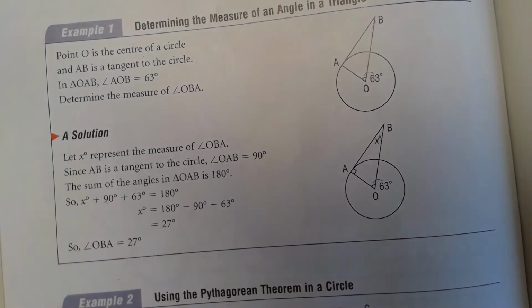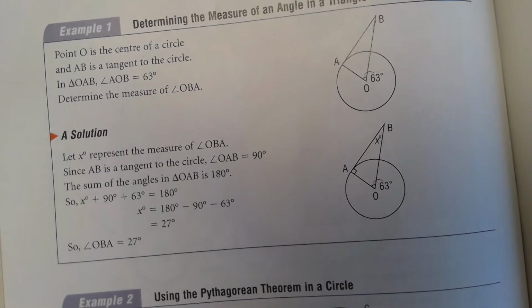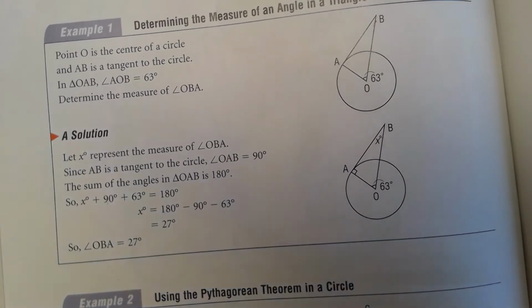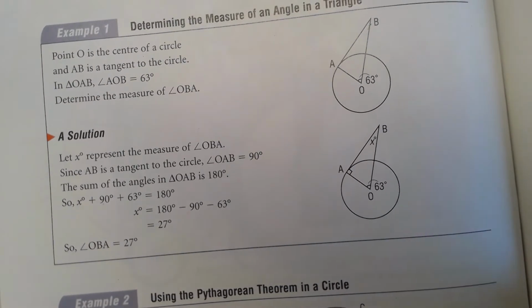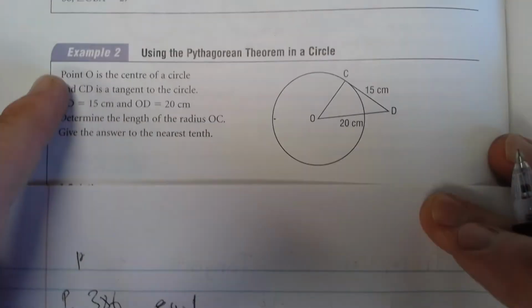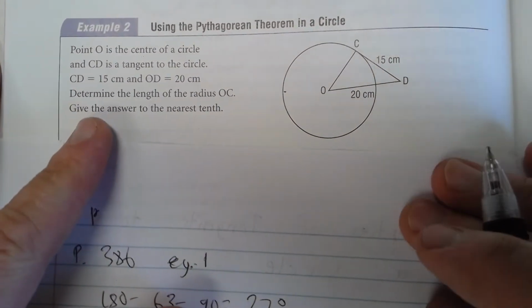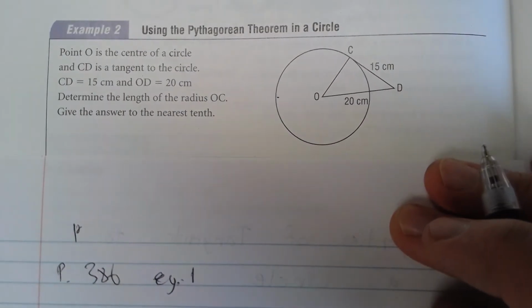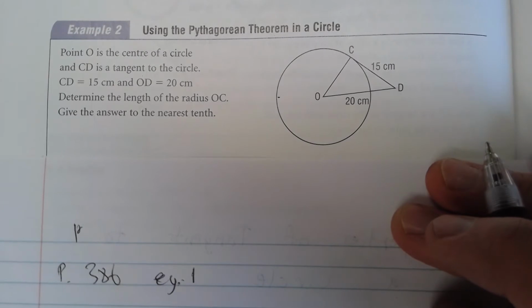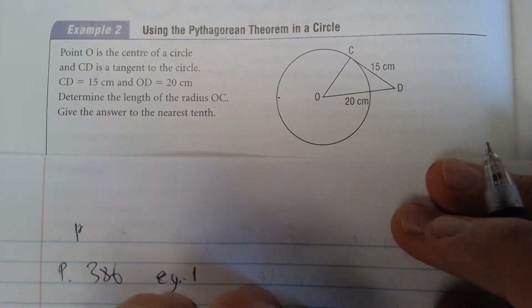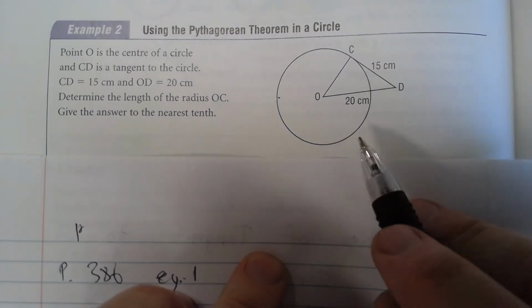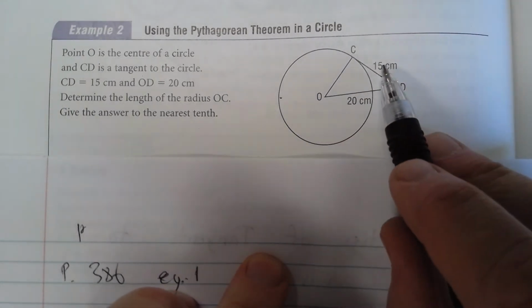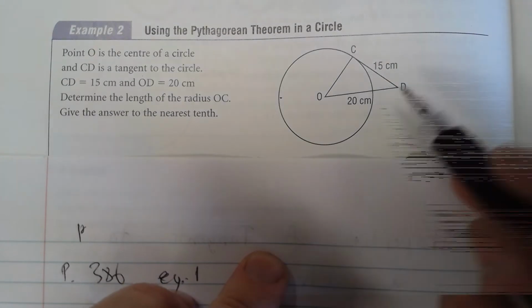Page 386. Example 2. Point O is the center of a circle, and CD is a tangent to the circle. CD is 15, OD is 20. Give the length of CO. So this is a 15, this is a 20.